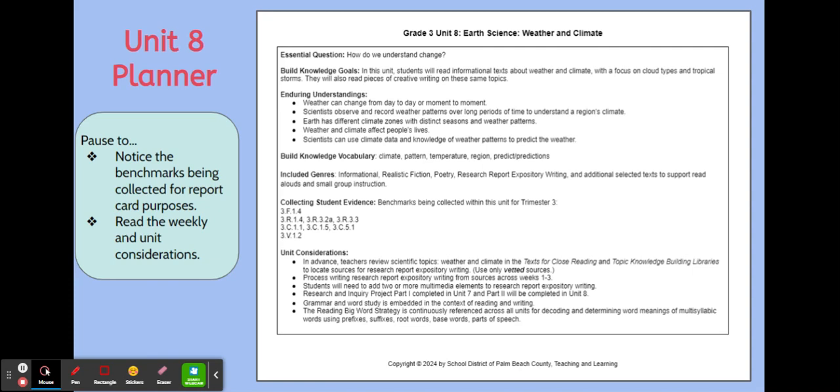One consideration I want to highlight is the note about how this unit will require some advanced preparation of text that includes science topics on weather and climate. Additionally, for writing, take note about how students should include 2 or more multimedia elements to research, report, expository writing.